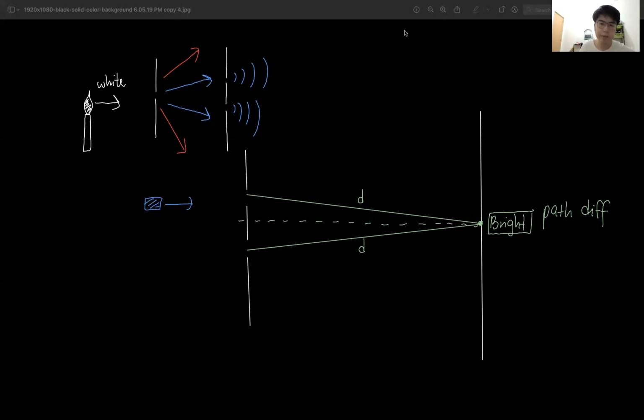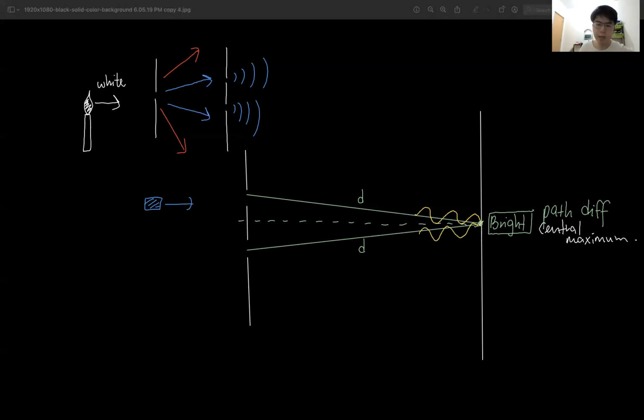So you can think of it like this. If I have a wave that goes like this, and we also have a wave that goes like this, when they reach here, they have 0 path difference. So the crest coincides exactly with the crest of the other wave. That is the center maximum. This is what we call the central maximum.